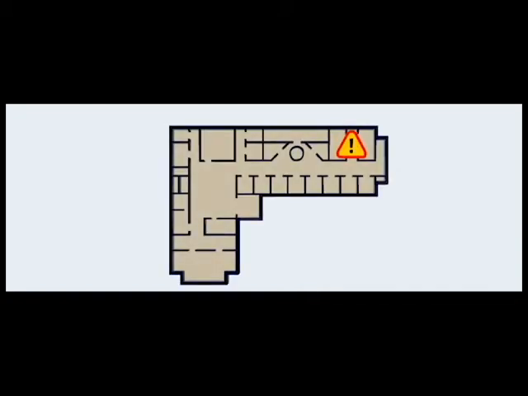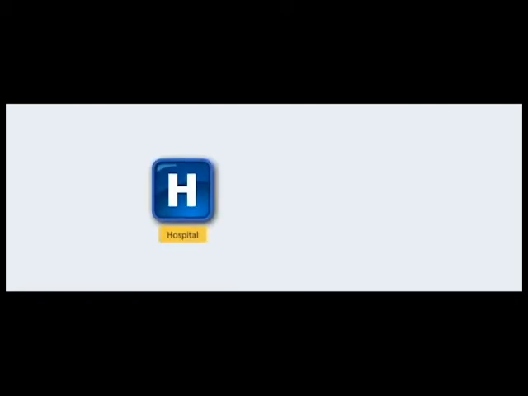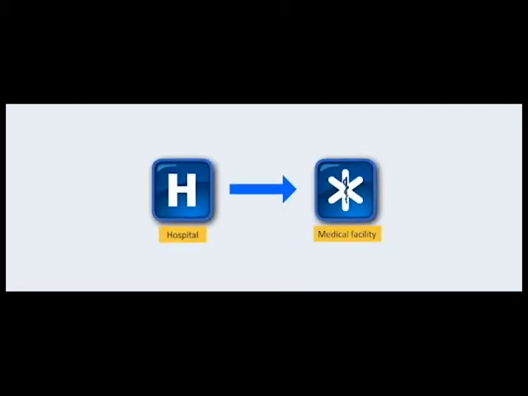By definition, an evacuation is the process of moving patients, staff, and visitors from their at-risk location within a medical facility or campus to a safe holding area or alternate location, either within the hospital or in another medical facility, which may or may not be a hospital.